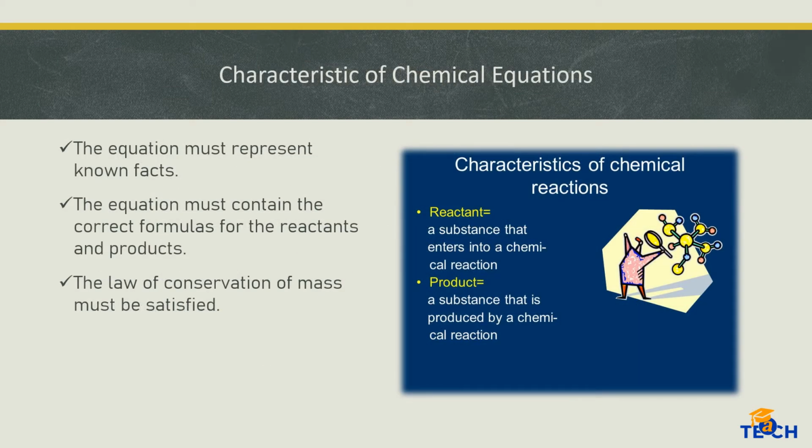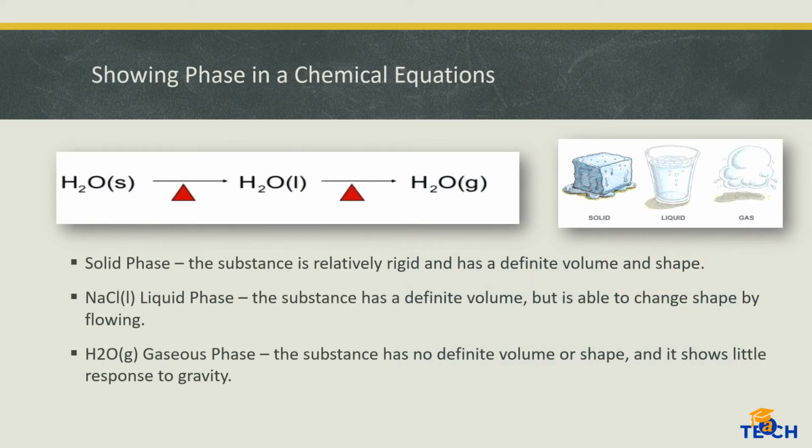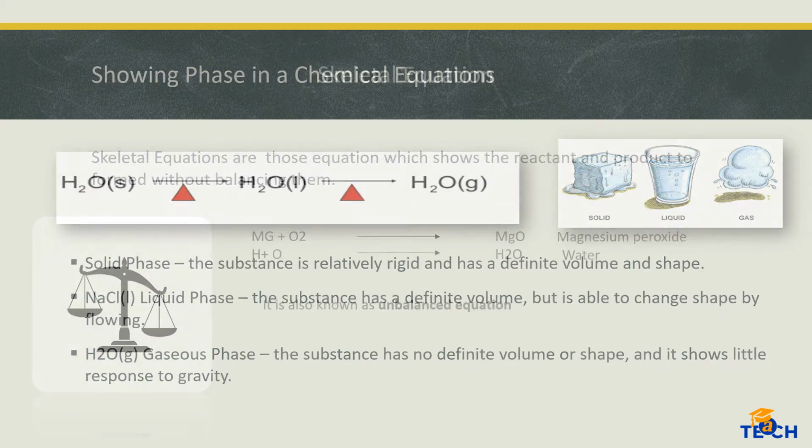Characteristics of chemical equations: the equation must represent known facts, and must contain the correct formulas for the reactants and products. The law of conservation of mass must be satisfied. Showing phase in a chemical equation. Solid phase, S: the substance is relatively rigid and has a definite volume and shape. Liquid phase, L: the substance has a definite volume, but is able to change shape by flowing. Gaseous phase, G: the substance has no definite volume or shape, and it shows little response to gravity.